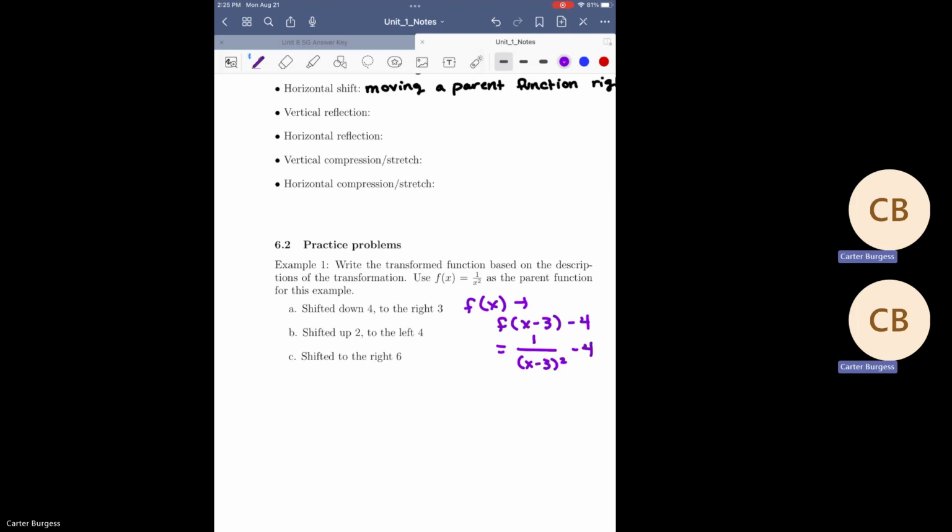Great. So f of x minus 3, that is taking our x, replacing it with an x minus 3. So everywhere we see an x, we write x minus 3 instead. And then at the end, tacked on to the very final piece of our function, this minus 4. All right, questions with A here.